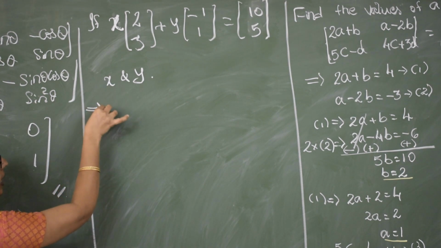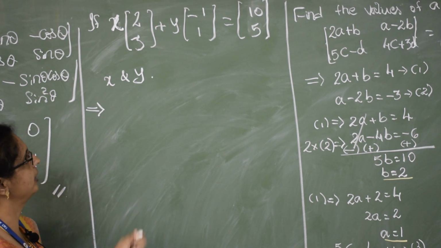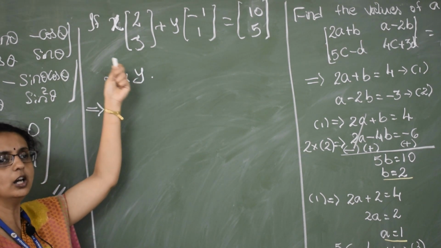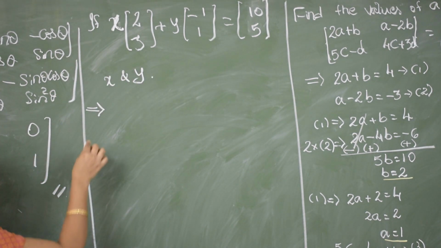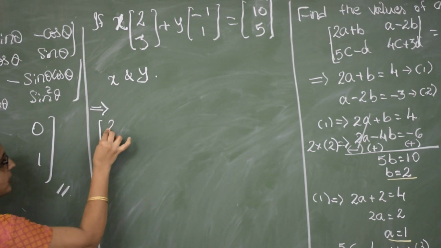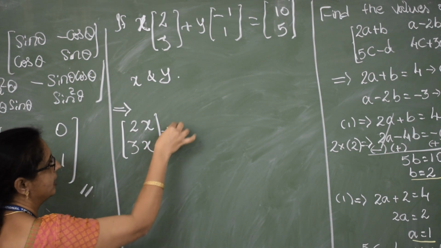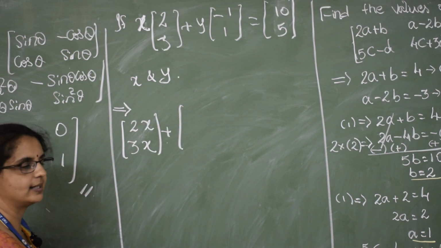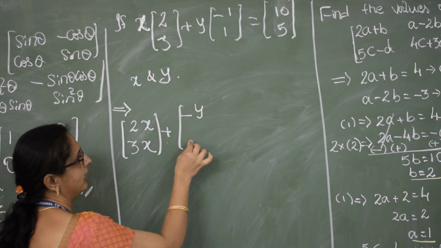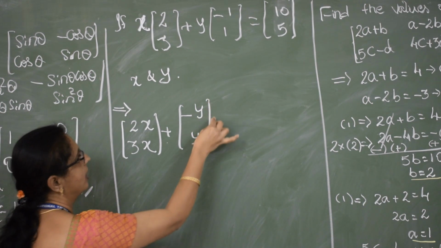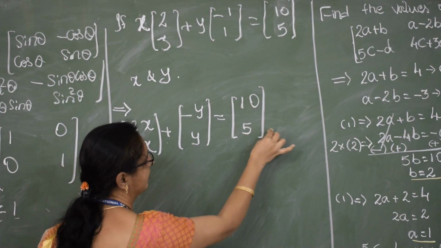If you are observing the LHS properly, first I am going to multiply x to the given column matrix. It is called a column matrix containing the numbers 2 and 3. When I multiply this by x, what happens? 2x and the next entry is 3x, plus, maintaining the operator as it is. Multiply y to the matrix, that is minus y, and this will be plus y, which is equal to 10 and 5 as the next entry.